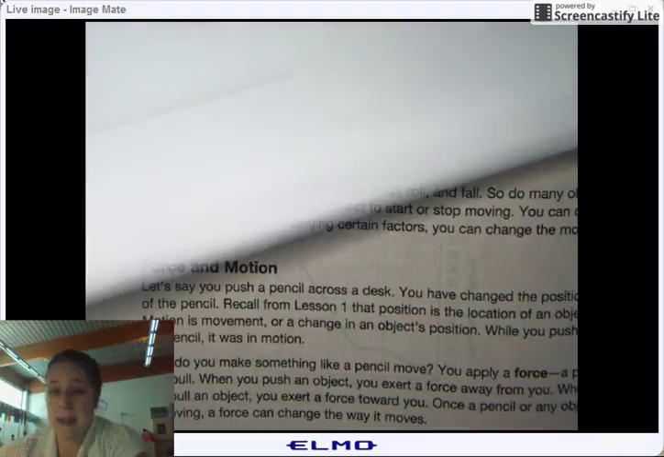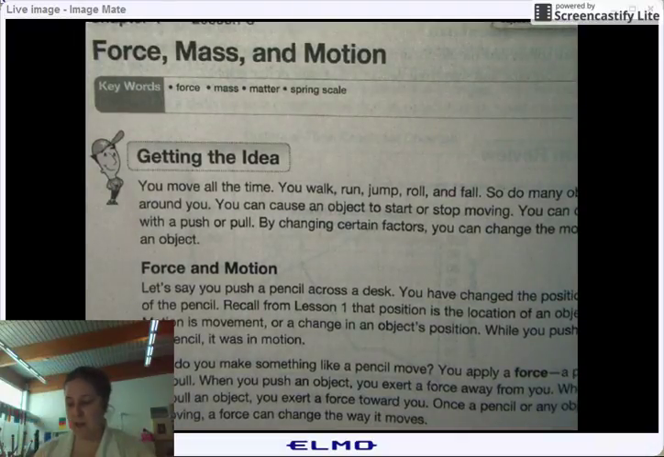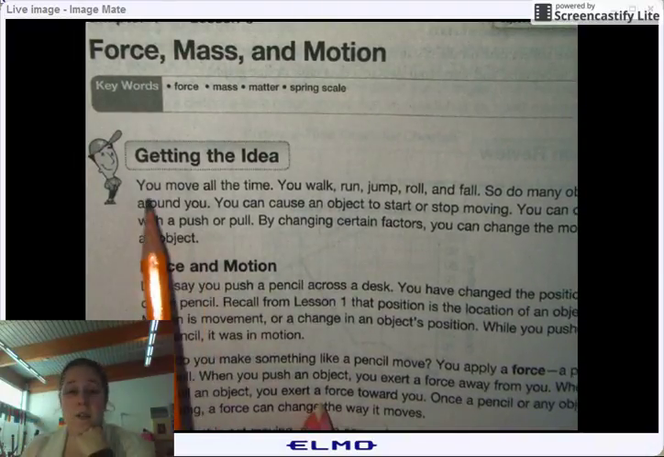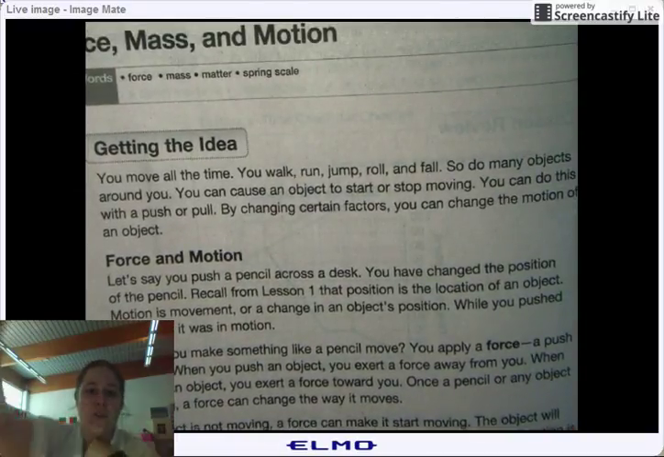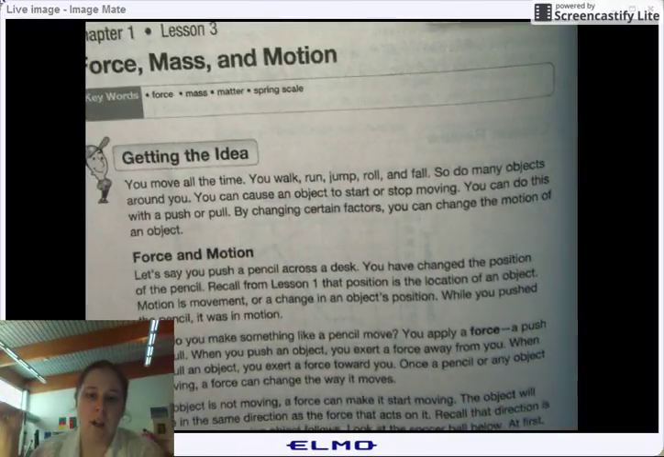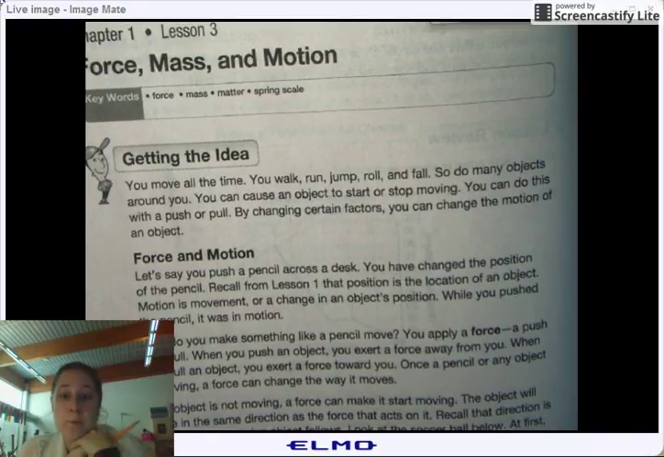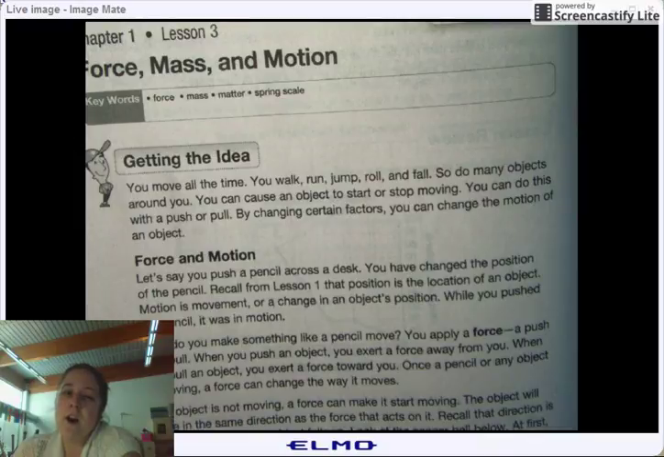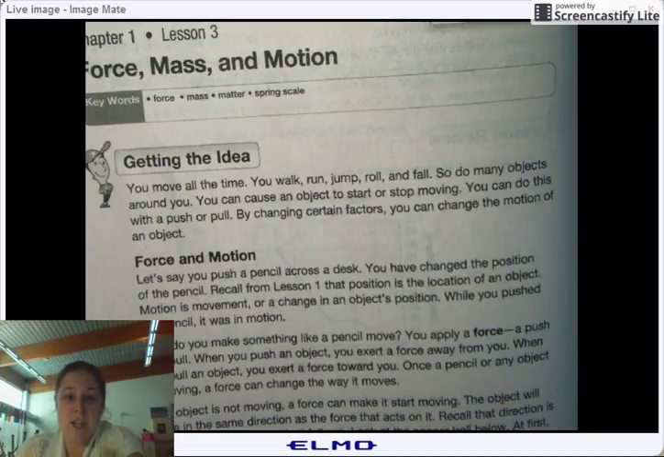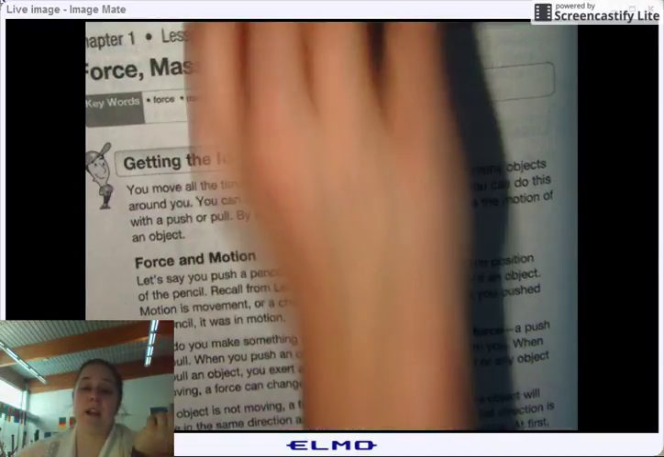And just like before, we're going to stop and take notes and make sure you're understanding. So we're going to start reading here. Remember, you can follow along if you choose. You move all the time. You walk, you run, you jump, you roll, you fall. So do many objects around you. You can cause an object to stop or start moving. You can do this with a push or a pull by changing certain factors. You can change the motion of an object.